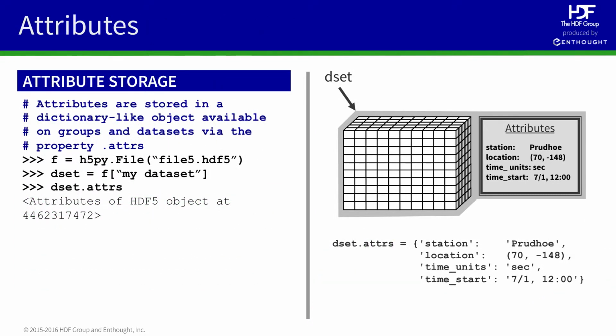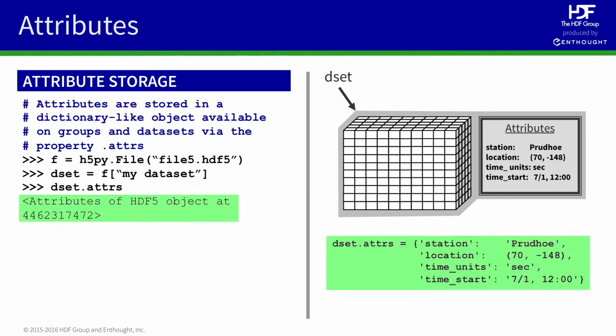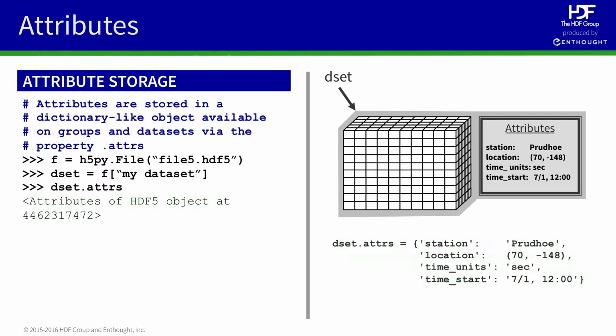Let's see how we can access attributes from Python. In this example, we have a file representing weather information that comes with a dataset and a number of attributes already populated. We open the file, we retrieve the dataset, and to access the attributes, we use the .attrs property attached to the dataset object. The .attrs property returns an object that works very much like a Python dictionary. In this case, we have a number of attributes already in the file: the name of the station, its location as a 2-element array, the time units, and when the recording begins.